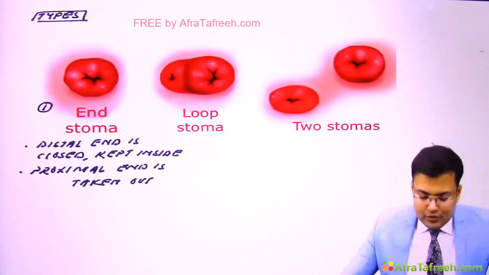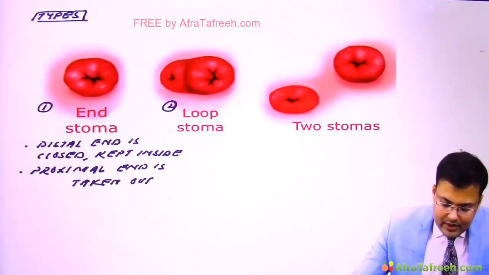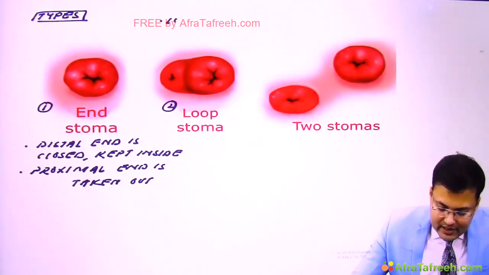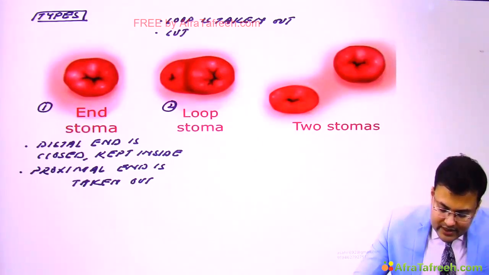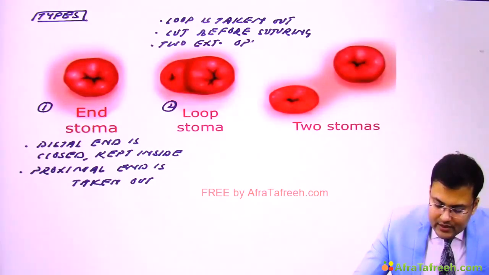You can see loop stoma. Second is loop stoma. So in loop stoma, the loop of bowel is taken out, and it is cut before suturing. Clear? So there are two external openings, but these are joined together.